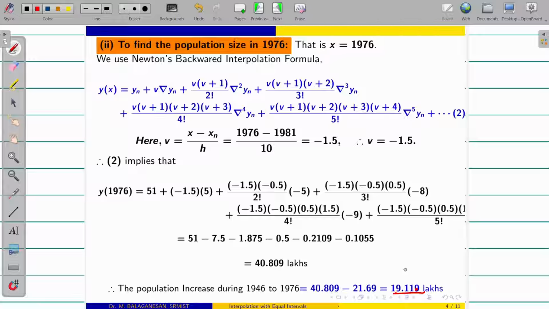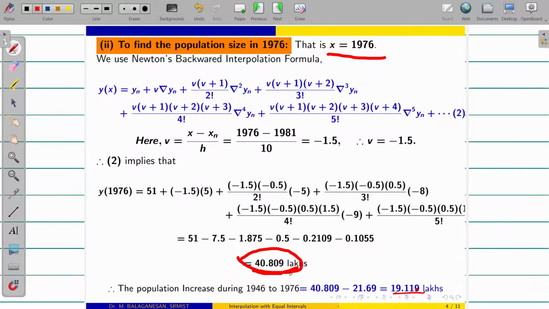As I told you already, while I am solving the problem, I will give some clues to conclude whether your answer is right or wrong. You need not wait until the result. I mean, I'm talking about a semester examination result. If you're writing an exam, you can conclude at the time itself while you're writing. So I'm getting 19.119. Exactly, for x equal to 1976, I am getting 40.809. How to check whether it is right or wrong? That is what I am going to explain now.